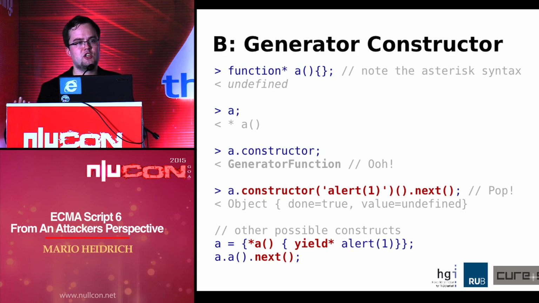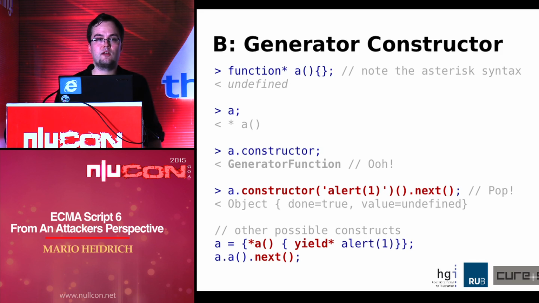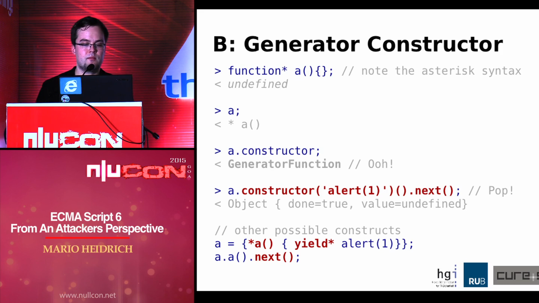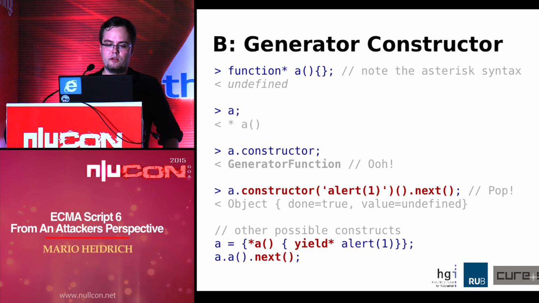The function constructor in JavaScript is tricky because it accepts strings and it executes the strings as code. The generator function does as well. So if you have a generator, then you call generator's constructor, and you say generator constructor string alert 1, executing this and then executing next, then you have the alert. You might say, okay, that is kind of boring. How is this useful? We're going to see this in a second.